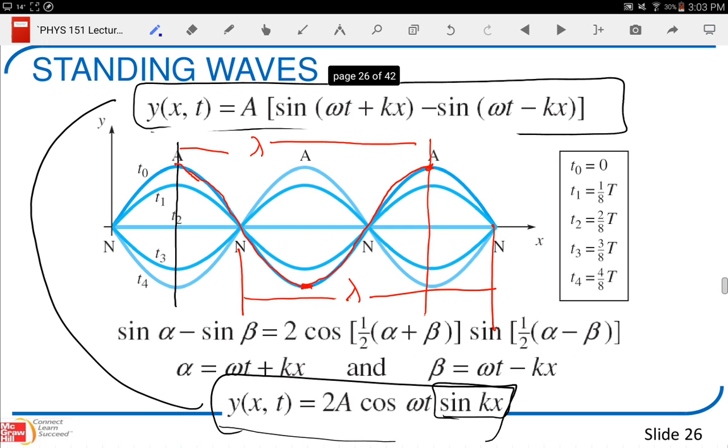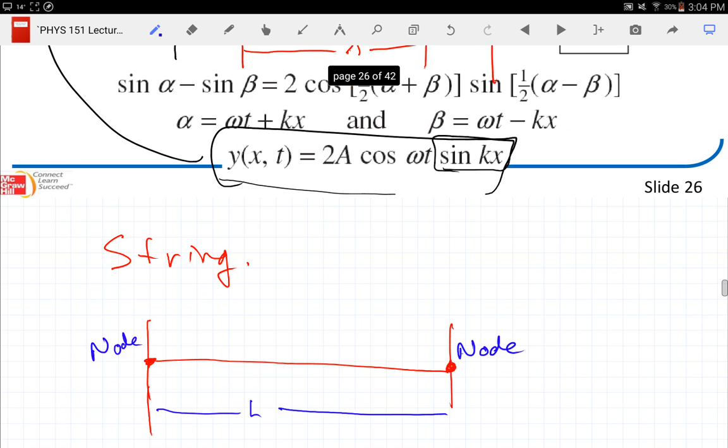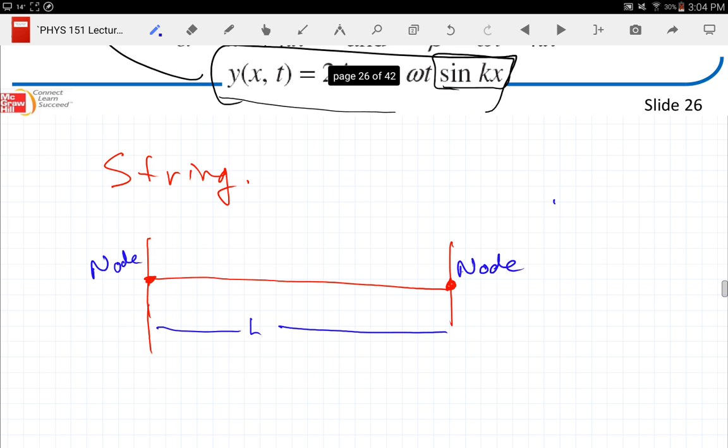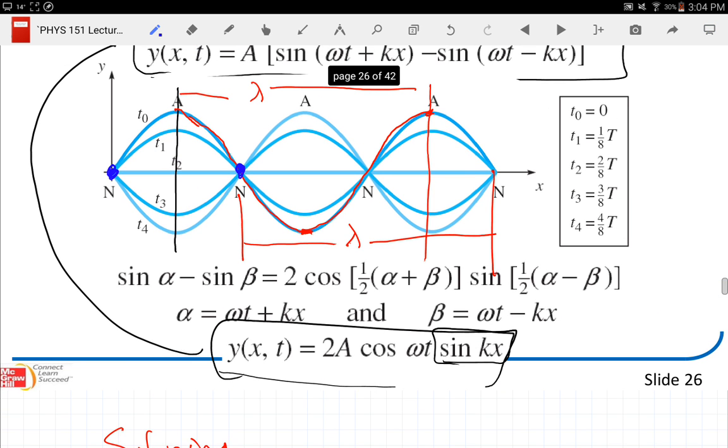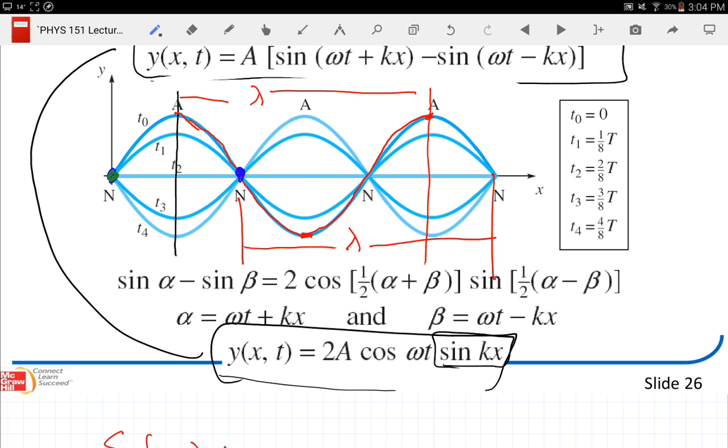Now if we look at this picture, I can see my options. One option would be this could be one end of the string and this could be the other. In that case, how many wavelengths would I have on the string? Half of one. So I could have length is equal to 1/2 wavelength. But I could also have gone from here to here. How many wavelengths would that be going from one node to the other node?